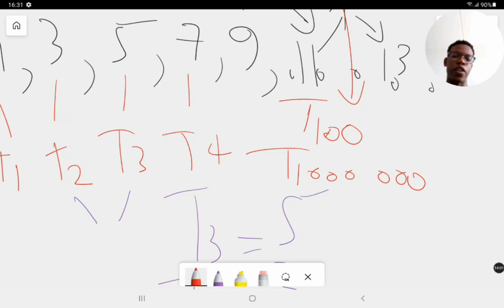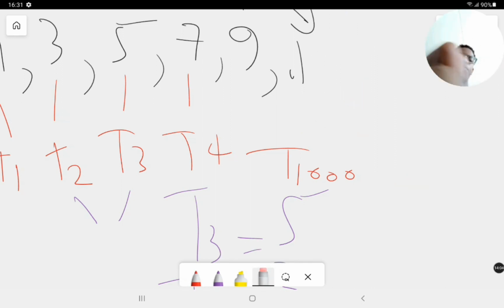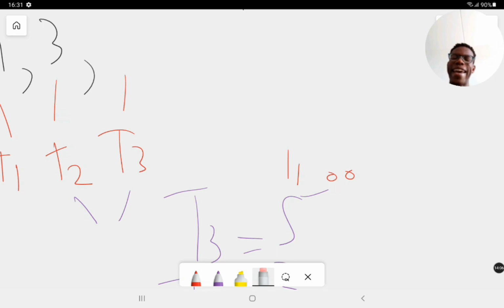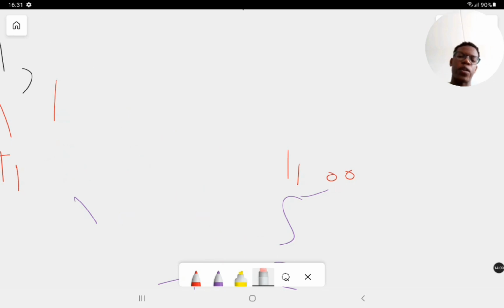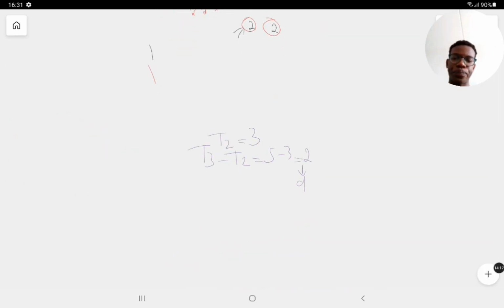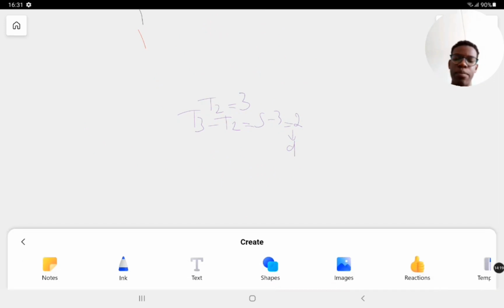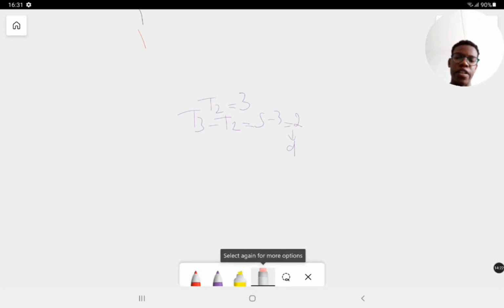Back to what I was saying earlier on. There is a formula that you can use to determine the value of any term in any position of the sequence, and that's the formula that we are going to look at right now. So what is that formula? Well, that formula is as follows.